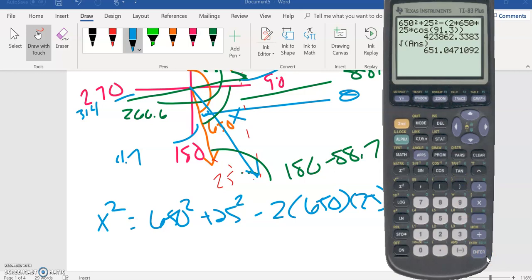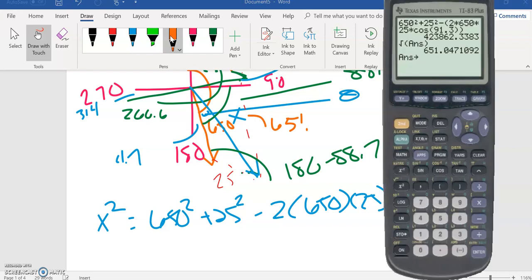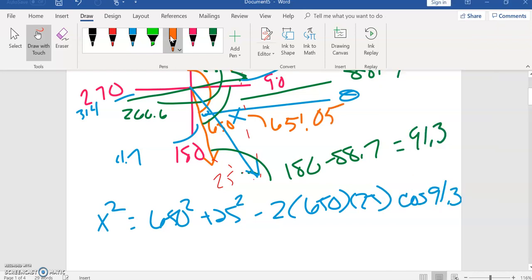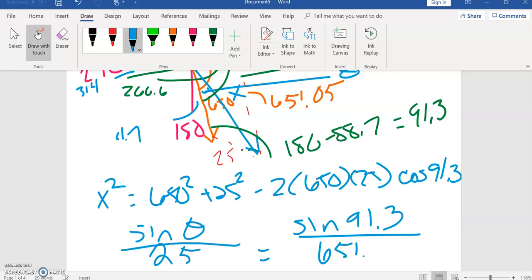Now I need to go back and use this information. I know that x is 651.05, something like that, but I'm going to leave it in my calculator, so that's not going to matter. Now I'm going to use the law of sines to find the angle I wanted. I want the sine of theta, and it's opposite 25. And I know that the sine of 91.3 is opposite this 651.03 or whatever it is.